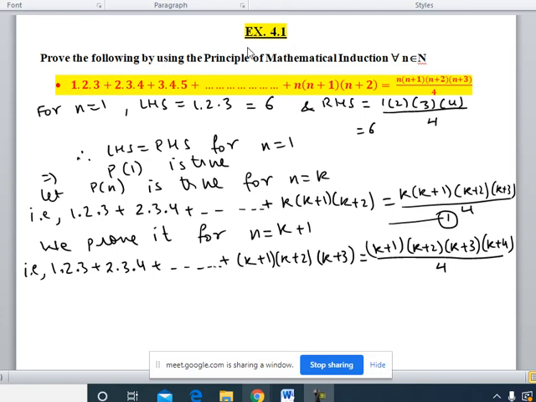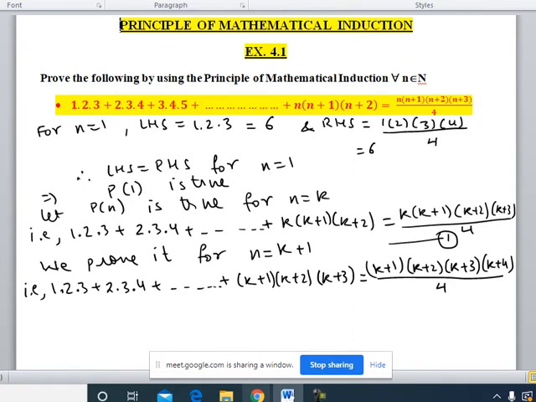Okay students, another few questions from the exercise on PMI. This is one of the questions. Again, we need to show that using PMI, the result comes out to be true for all the natural numbers. You can see this is a series, and we have to show that the sum of all these terms is equal to the expression written on the right side.